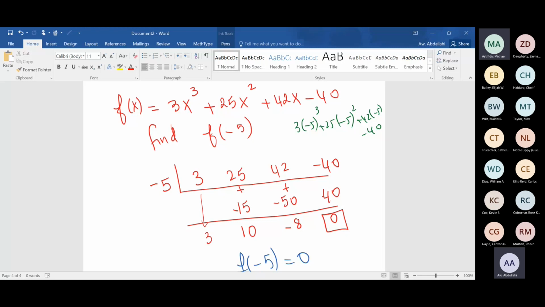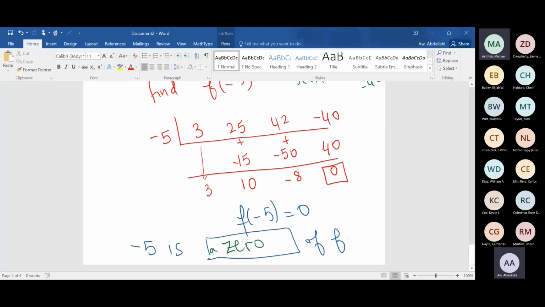On the other hand, look at the synthetic division. Look at the numbers we dealt with. We did 3 times negative 5, negative 15. We add them up, we get 10. 10 times negative 5 is negative 50. We add, we get negative 8. Negative 8 times negative 5 is 40. We add, we get 0. That's it. That is very quickly done. So negative 5 allows me to plug in numbers to get a 0.